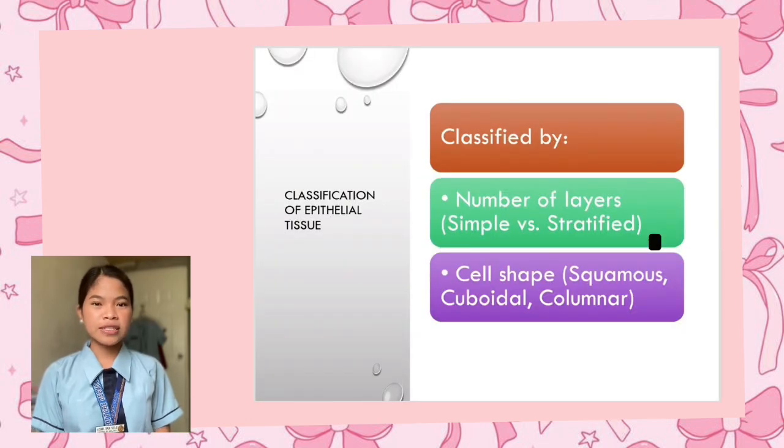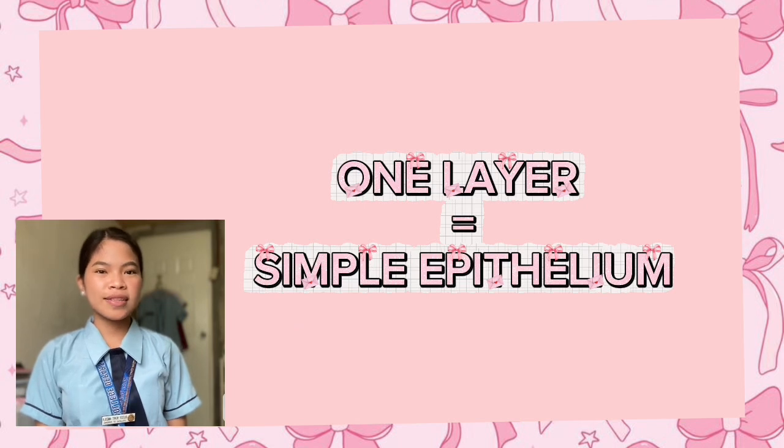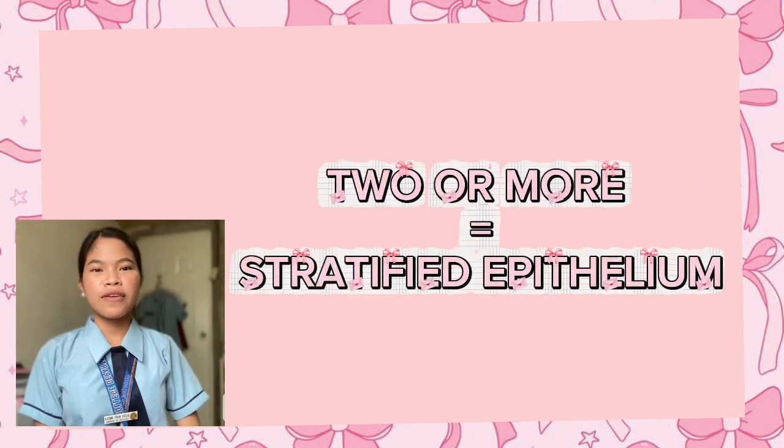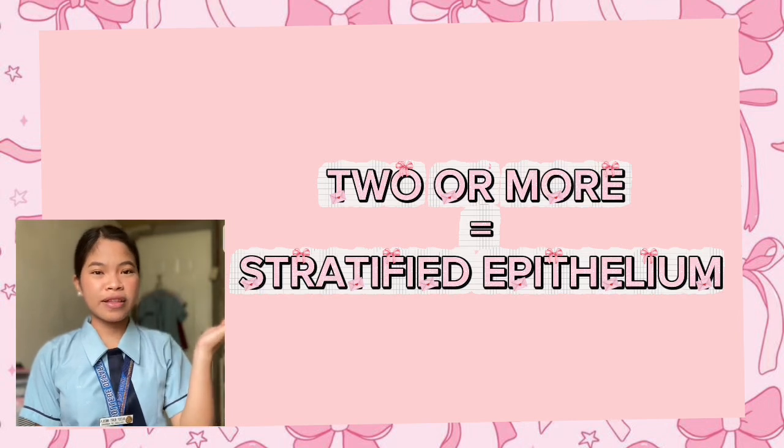I'll continue our lesson by explaining how epithelial tissues are classified and the different types of it. Epithelial tissues are classified based on two main things. First is the number of cell layers, and second is the shape of the cells. If there's only one layer, we call it a simple epithelium. If there are two or more layers, we call it stratified epithelium.